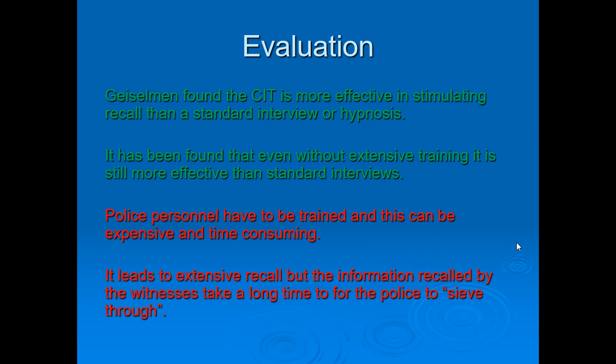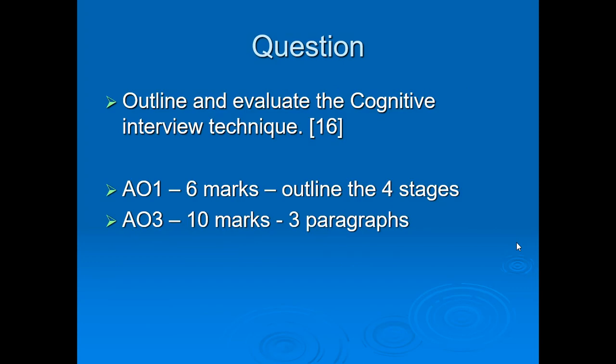There's extra evaluation points in your booklet and in your textbook on this as well, so please read through them. If you had a 16-mark question, your AO1 would just be to outline the 4 stages, and you'd get 6 marks for that. And then your AO3 would be 10 marks just for going through 3 elaborated evaluation points. Remember, as ever, please try to link it back to some issues and debates, or obviously it's a cognitive interview technique. You can link this back to the cognitive approach and the advantages and disadvantages of the cognitive approach. That could be one of your AO3 points for the cognitive interview.